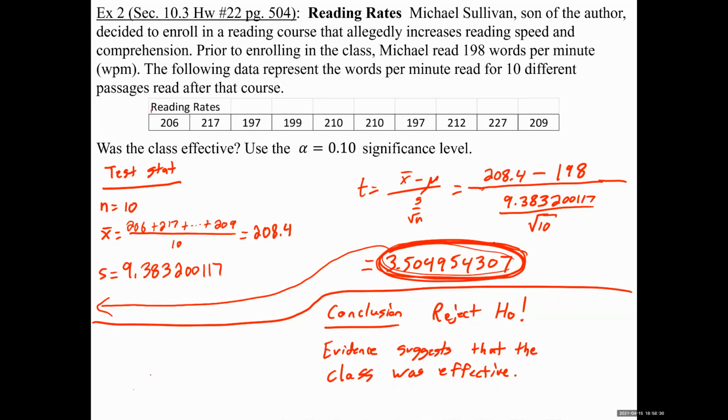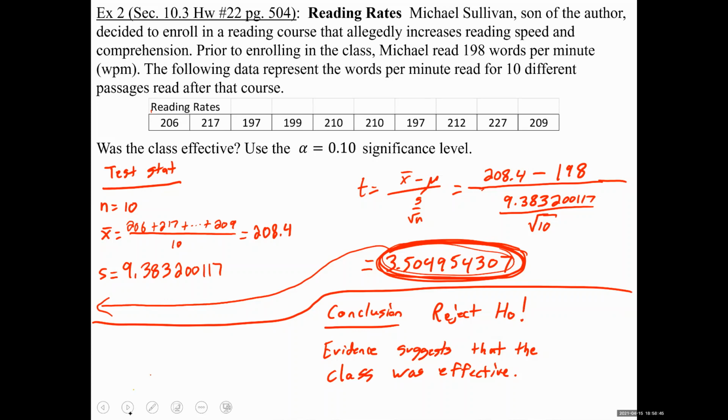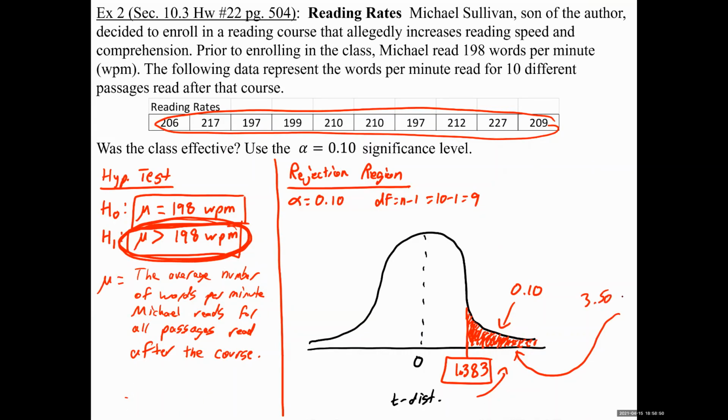I want to know if 3.5 steps apart is close or far. The rejection region picture says if the numbers are more on this side, more than 1.383 steps apart, they're far apart. And the number was 3.5, okay, it was 3.5049, some other stuff. But it was definitely more than 1.383 steps apart, so they're far apart. So our X bar was bigger than 198 and far from 198, and that's why we believe the peasant, and that means we believe the class was effective. So that's how that goes.